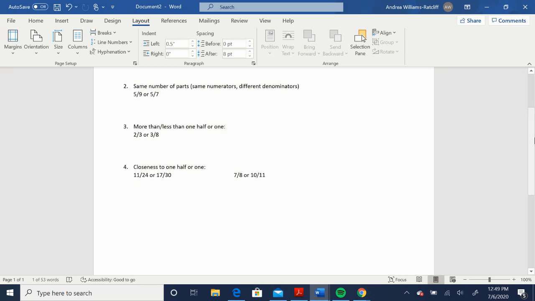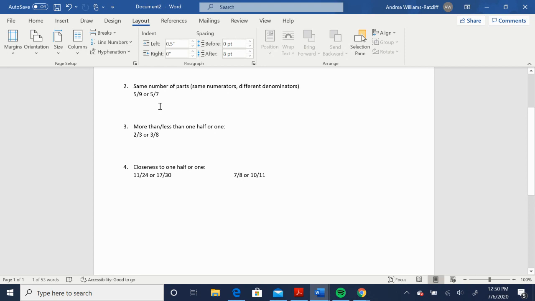So let's get down into the same number of parts. That would mean we have the same numerators, but we could have different denominators here. So we have 5/9, 5 parts out of a whole of 9, or 5/7, 5 parts out of a whole of 7 parts. Now which number is bigger? We know we have the same number of pieces, so that is useless in helping us determine which one is larger, because if I have 5 here and 5 here, that really doesn't differentiate. So all we can think about next is the size of those pieces.